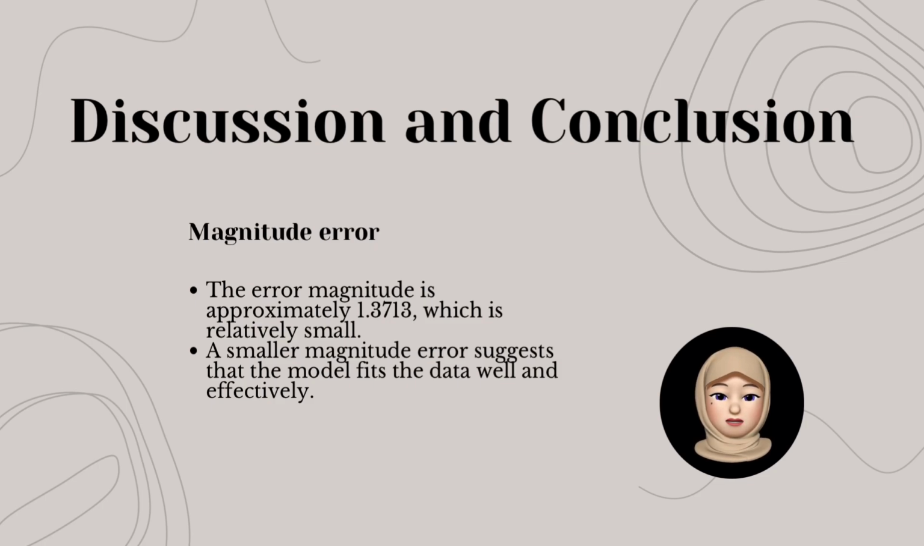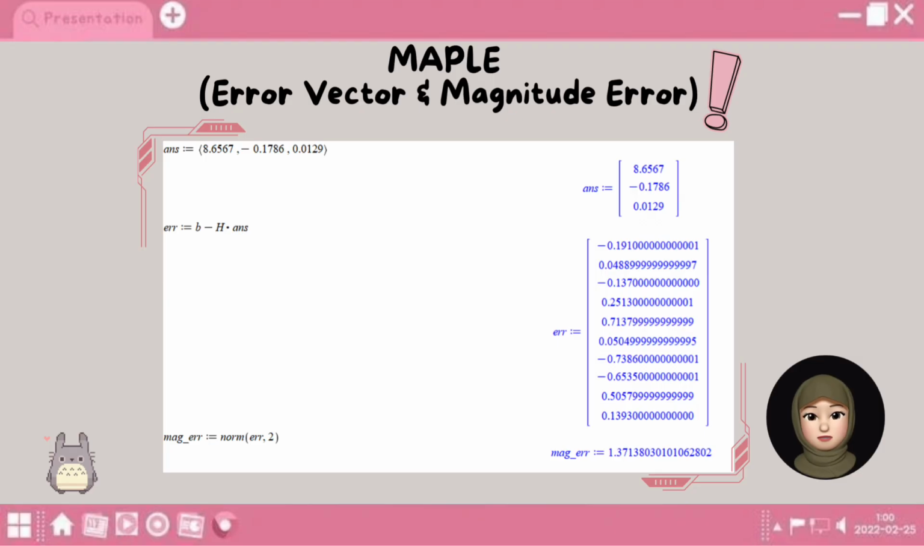The conclusion that we got from the value of the magnitude error is that the value is approximately 1.3713, which is relatively small, and this suggests that the model provides a good fit to the data, demonstrating its accuracy and effectiveness in making predictions. This is the calculation of the error vector and its magnitude using MAPLE. The results are obtained very quickly despite the presence of a small error.